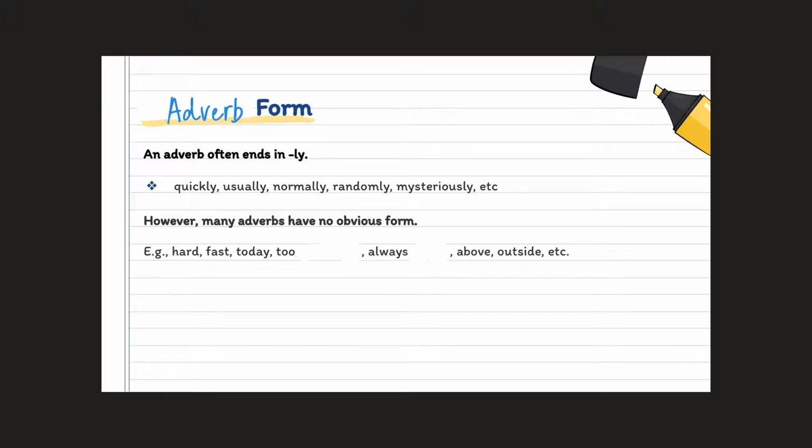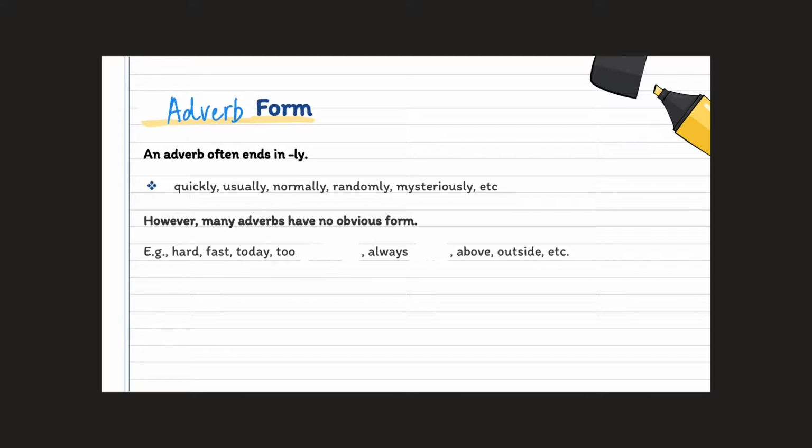Let's take a look at the adverb form. An adverb often ends in ly. So for example, quickly, usually, normally, randomly, mysteriously, and etc. However, many adverbs have no obvious form. For example, hard, fast, today, too, always, about, and outside. So you cannot determine if a word is an adverb by its spelling.